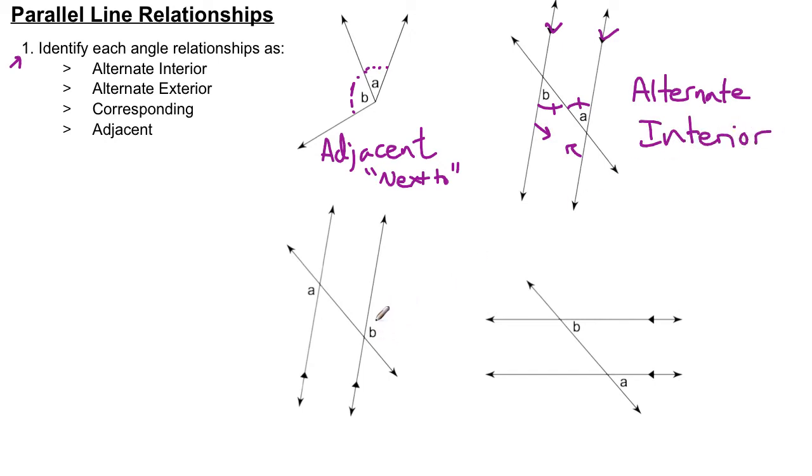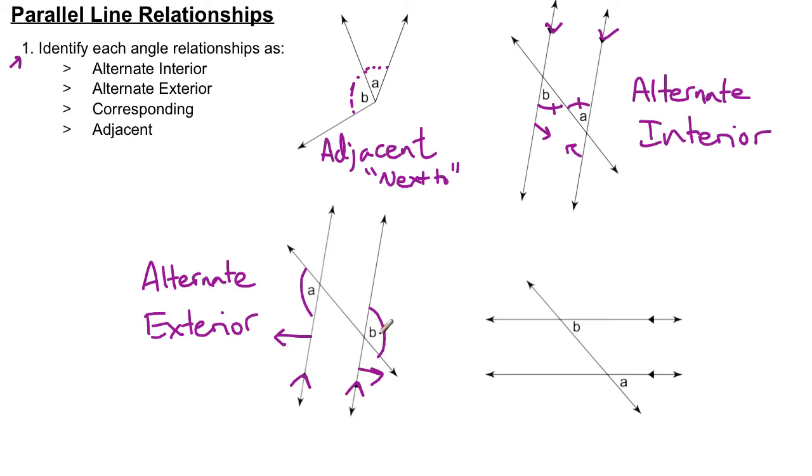Okay, now notice on this one, our parallel lines are like this, and A and B are on the outside of the parallel lines, right? So we call this alternate exterior. Okay, so A and B are alternate exterior.